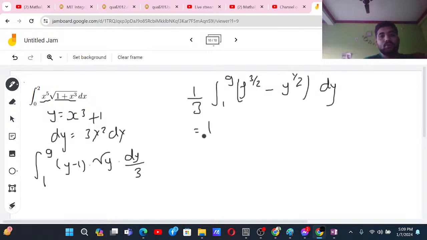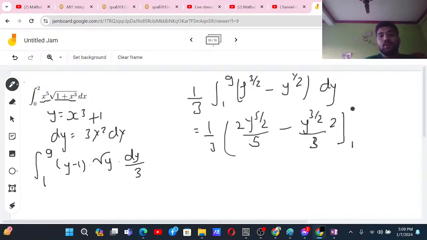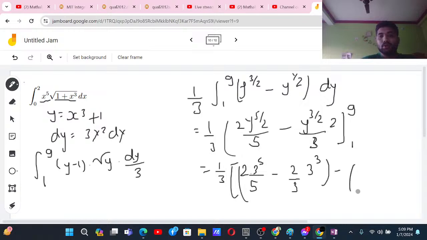So 1 by 3, this is y to the power 5 by 2 by 5 by 2 minus y to the power 3 by 2 by 3 by 2 from 1 to 9. 1 by 3, this is 2 or 3 to the power 5 by 5, minus this is the 2 by 3, and this is 3 cube, and then minus 2 by 5 minus 2 by 3.